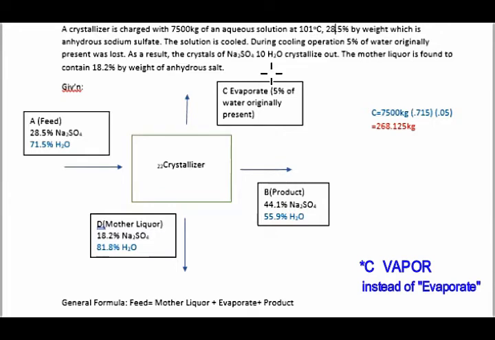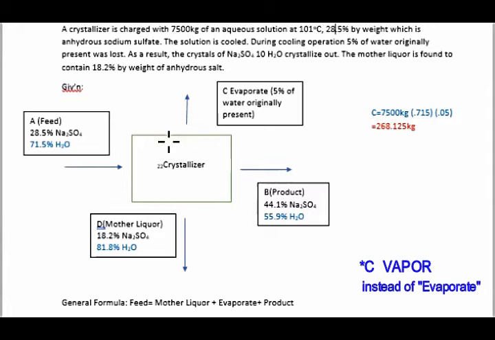And for the product, even if it's not mentioned in the problem, in the actual block diagram given by the problem, it is mentioned that 44.1% sodium sulfate is given out. So that means 55.9% of that is H2O. So what we're going to do here first, since all these are already filled out, is check on the degrees of freedom that we have. So we already have water and H2O.